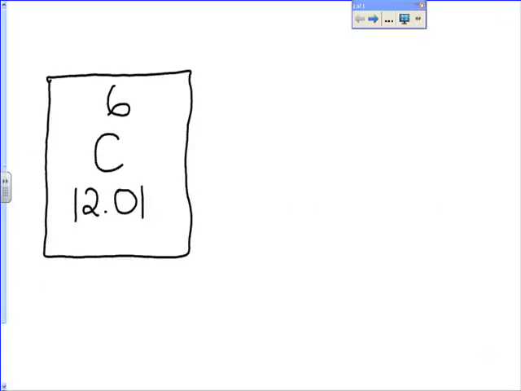Okay, this is what carbon looks like on your periodic table. Down here, we've already talked about that this number at the very bottom is called the mass number. Well, this number is also the average atomic mass and just mass.